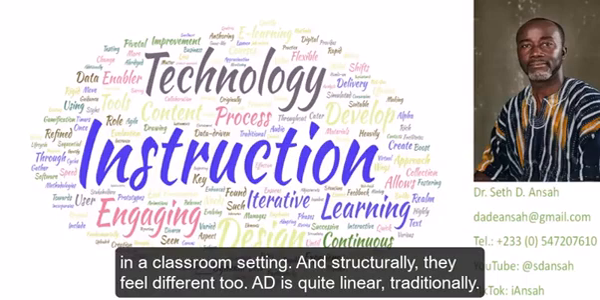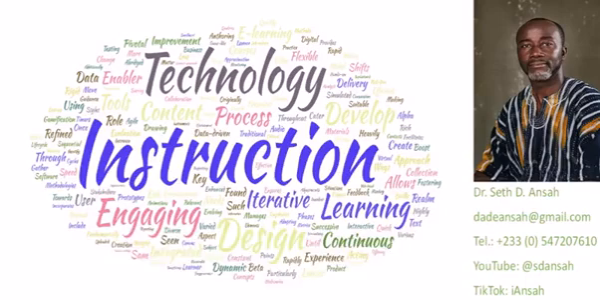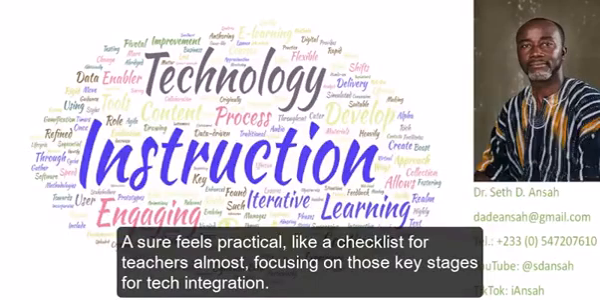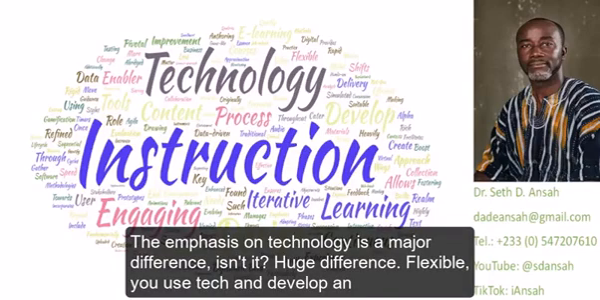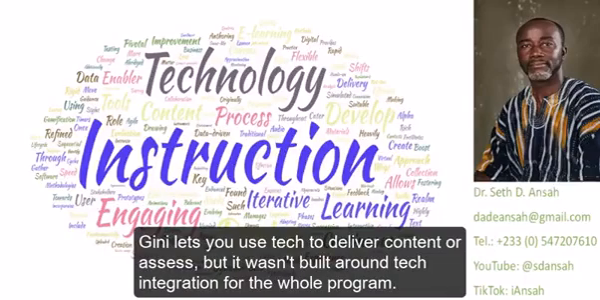And structurally, they feel different too. ADDIE is quite linear, traditionally. Yeah, though people use it more iteratively now. Gagne's is also sequential, guiding you through the lesson steps. ASSURE feels practical, like a checklist for teachers almost, focusing on those key stages for tech integration. The emphasis on technology is a major difference, isn't it? Huge difference. ADDIE is flexible. You use tech in develop and implement, but the model itself doesn't prescribe how to integrate it pedagogically within a lesson. Gagne lets you use tech to deliver content or assess, but it wasn't built around tech integration for the whole program.